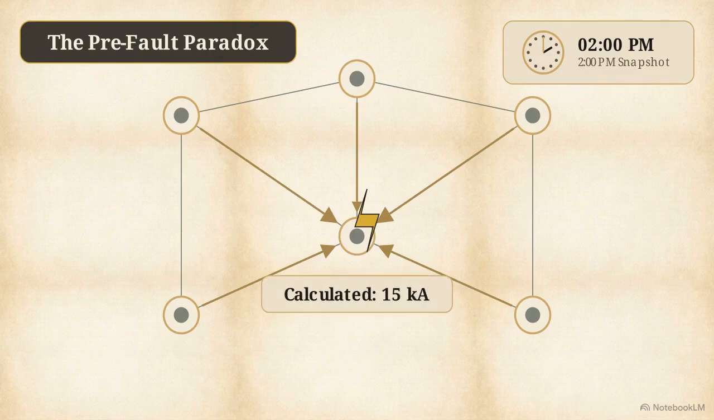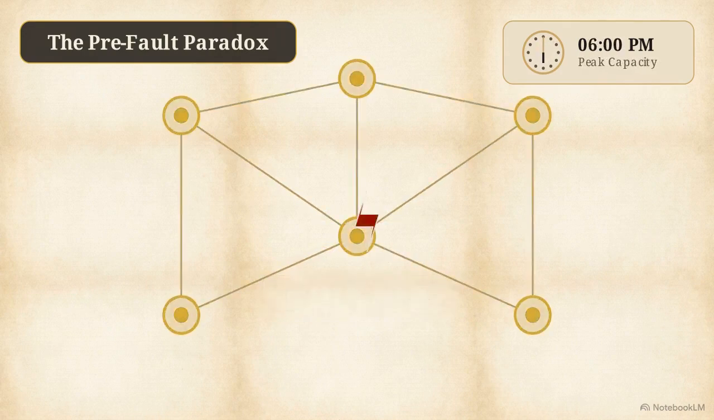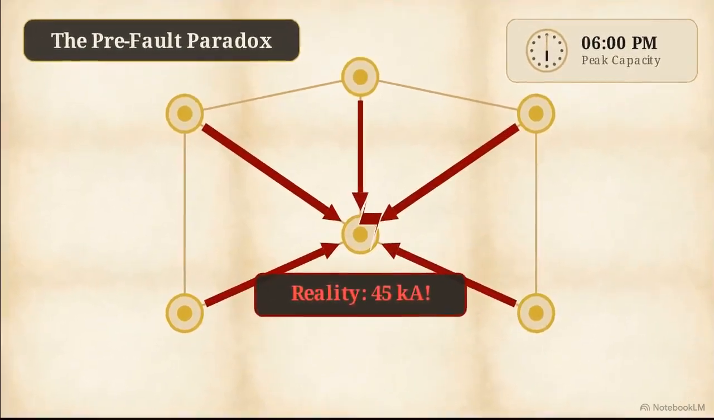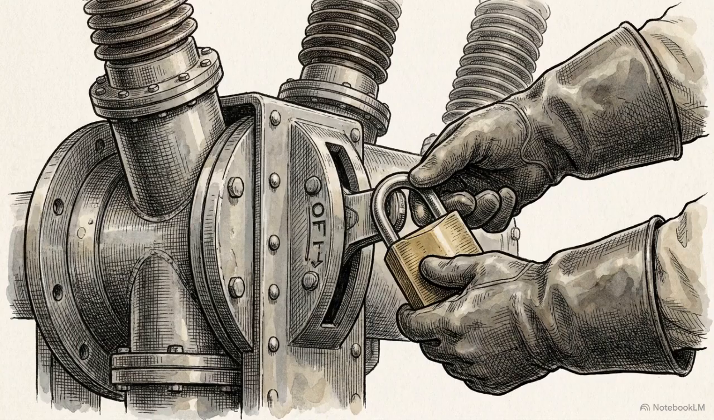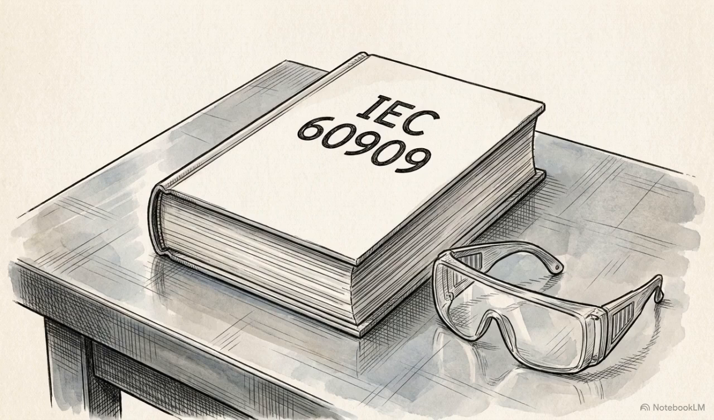A single pre-fault simulation risks undercalculation, as a 2 p.m. snapshot won't reflect a 6 p.m. peak capacity. To guarantee safety, engineers need a methodology that bypasses these chaotic operational variables entirely. This is why the IEC 60909 standard utilizes the equivalent voltage source method instead of live load flow tracking.